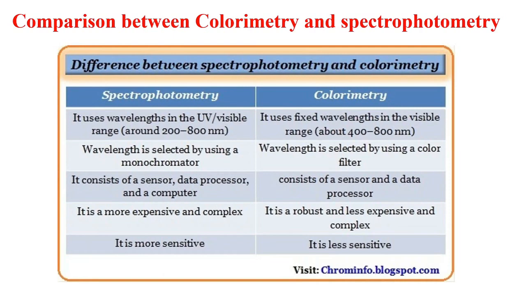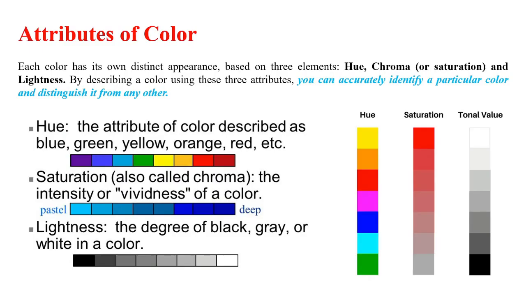As I mentioned, the difference between spectrometry and colorimetry, here you can see the basic differences. Now coming to the different attributes that are there in colors. Here I have listed three main attributes: hue, saturation, and lightness. So what is hue actually? Hue is nothing but the color; it describes what the color of an object is.